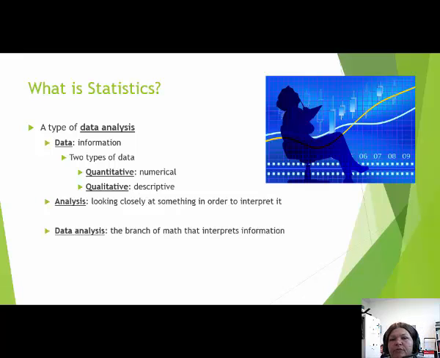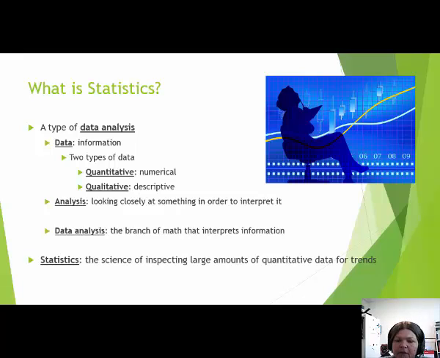And so we'll put that together now, data and analysis, and we see that's just the branch of math that interprets information. Okay, statistics specifically, which is where we're going to look at today, is a part of data analysis, as we said. And usually when we talk statistics, we're talking a large amount of information. We've been given lots of numbers, and usually it's quantitative. Usually it's numbers. We're going to look at a few exceptions today, but for the most part, we're going to see quantitative data, and we're looking for trends. We're looking for patterns.